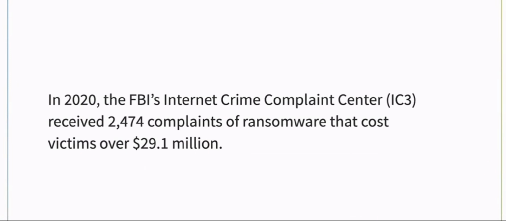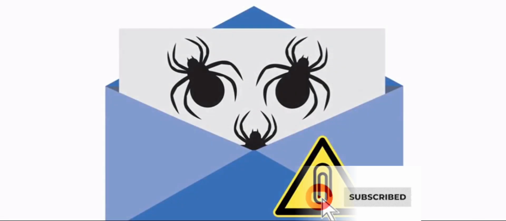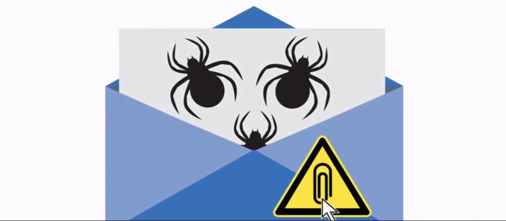In 2020, the FBI's Internet Crime Complaint Center, or IC3, received 2,474 ransomware complaints that cost victims over $29.1 million. Of course, these are only the attacks in America that were reported. The actual number of worldwide attacks and money made with ransomware is much higher. Although ransomware can use any of the malware attack techniques I mentioned earlier, one of the most common is the fake urgent email with a malicious link or attachment designed to trick users to click the link or open the attachment. This is a phishing attack, which is another threat I'll cover in this course.